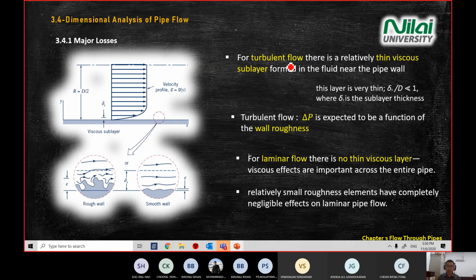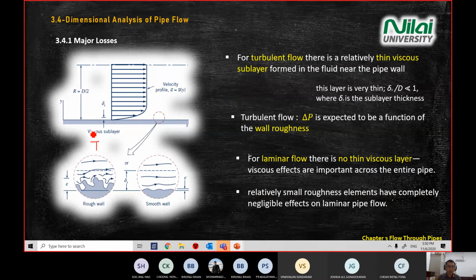So what does it mean? It's just that turbulent flow. I think this one is question 31. So in turbulent flow, there is a thin viscous sublayer formed in the fluid near the pipe wall. It is here. This is turbulent flow, right?